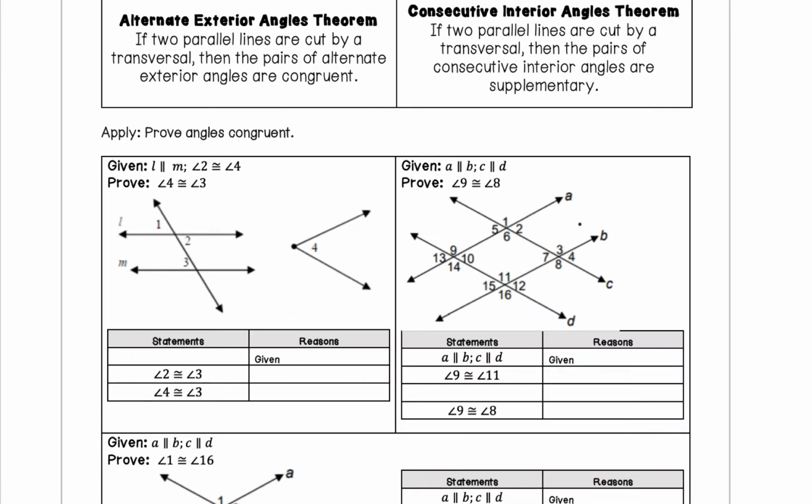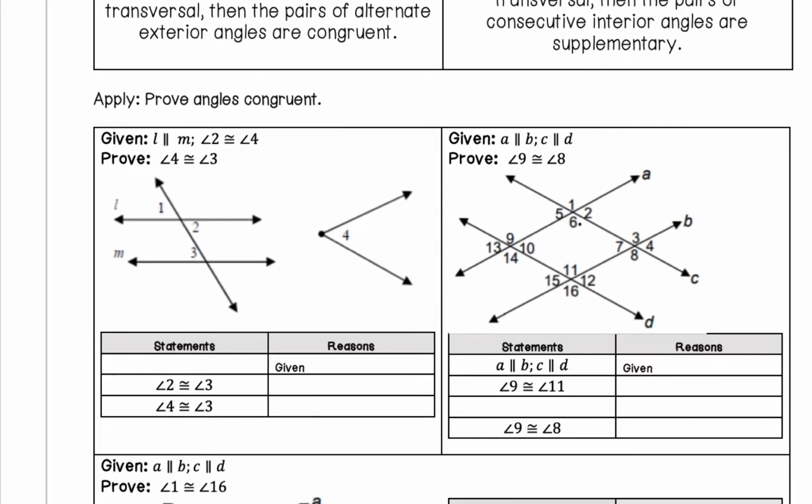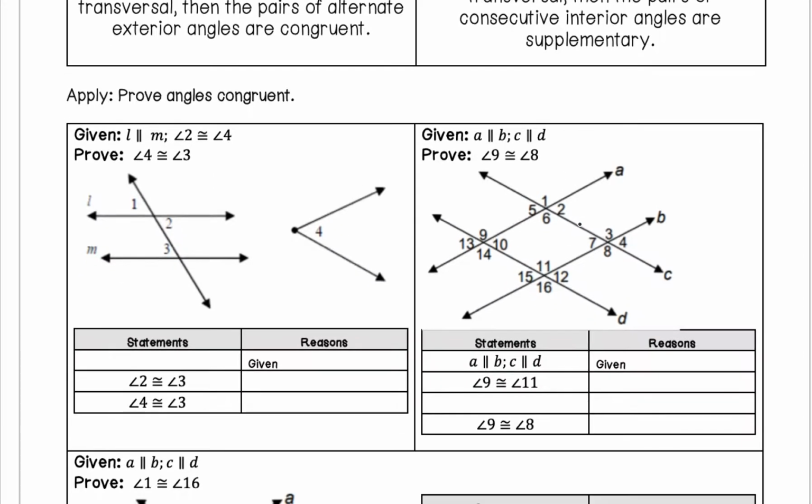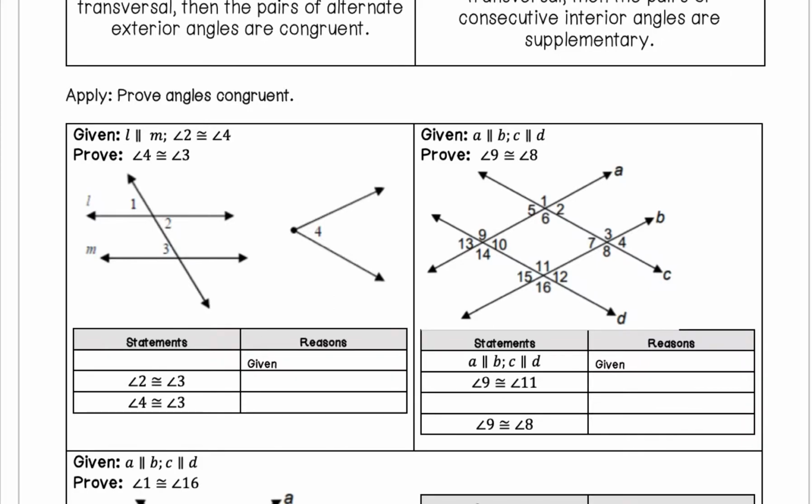So we're going to focus on these two proofs first and do them together, and then I'll let you try the bottom one on your own. So we are first given the information that the line L is parallel to line M. That's this line and this line. We are told that they are parallel. That's what those two symbols mean.